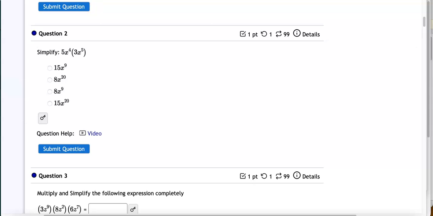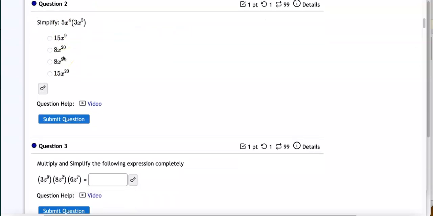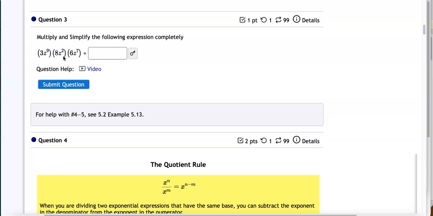So for instance, when you're multiplying in number 2, you've got a 5, you've got a 3, you've got an x, different things mixed together. What you can do is group together the 5 and the 3 and get 15, and then group together x to the 4th, x to the 5th, add together the 4 and the 5, and you have your result of 15x to the 9th. Question 3 will be a very similar problem. You're just multiplying 3 separate parentheses together.